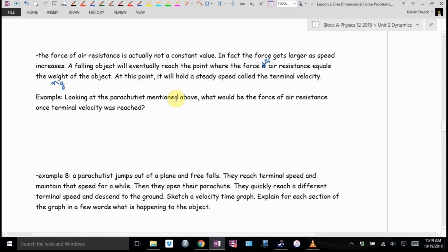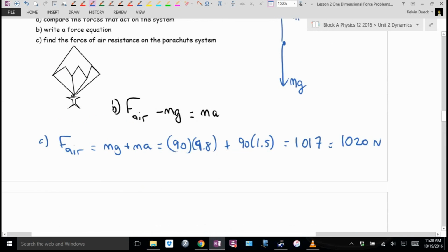Well, we would take our air resistance equation. We had F air equals mg plus ma. Once you reach terminal velocity, what's your acceleration? And I guess the answer would just be mg. We can crunch it. What was it, 90, times 9.8? Was the mass 90? Yeah.